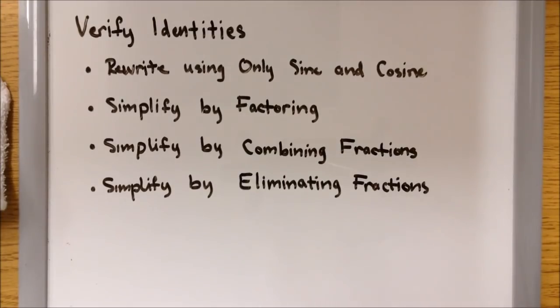Now, what was different between 5.1 and 5.2? In 5.1, when we were using these four topics, you were unsure in what direction to go, and sometimes you felt like you were stuck or you stopped. You just didn't know what else to do. In 5.2, when we're verifying identities, we're verifying that both sides are equal.